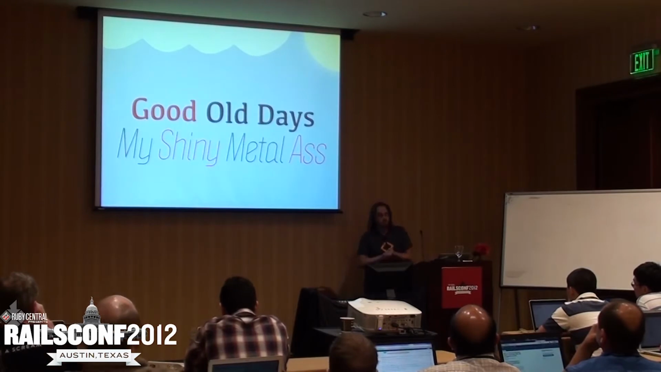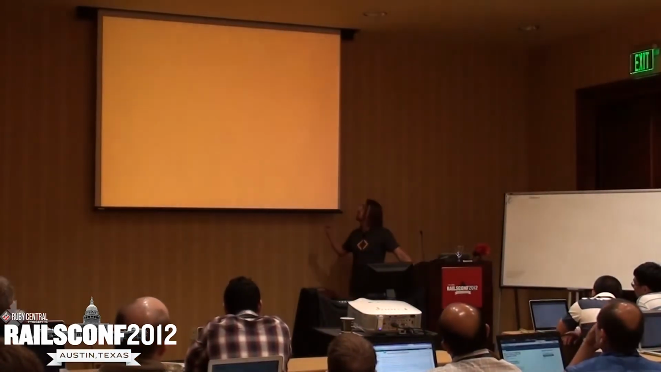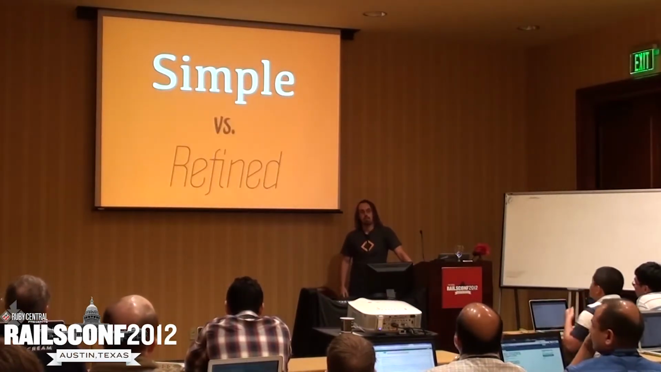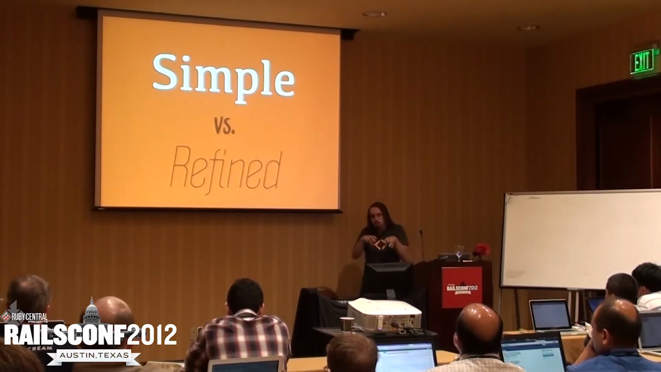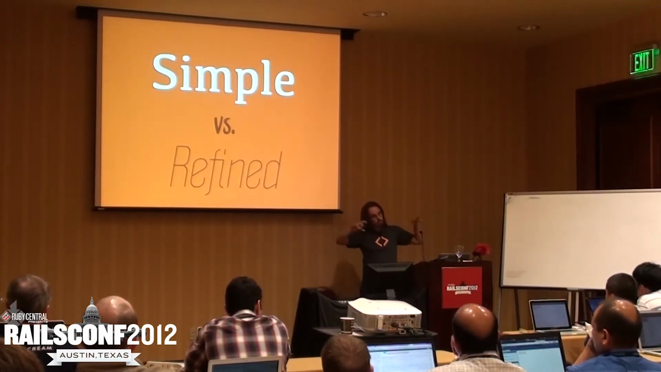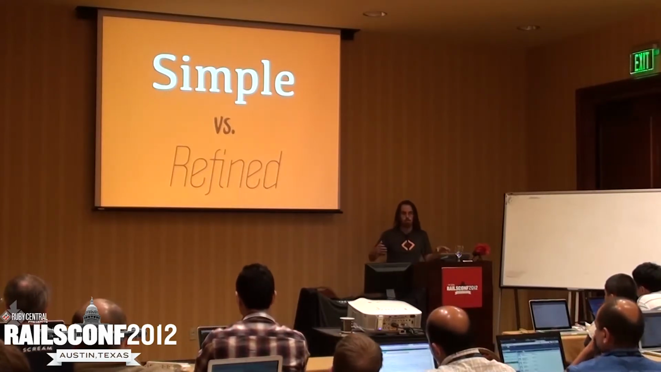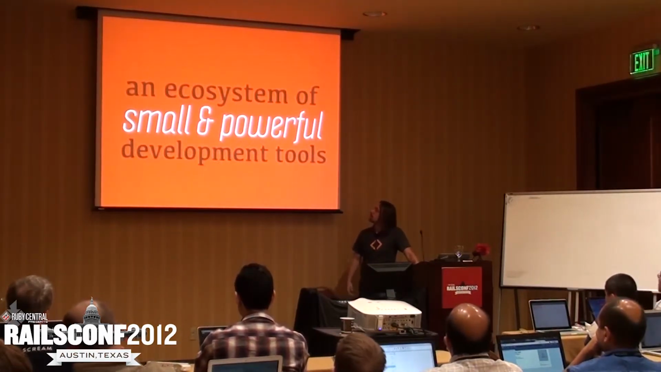Basically, the problem here is that we had something simple at the beginning, and now we have something refined. We had a small ecosystem, which you could know really quickly, and now we have a big ecosystem with a lot of really cool tools, but you can't know them all at once, and it's really hard to grasp all of them at a glance. So this is why this talk was conceived. Like I said, small and powerful tools.